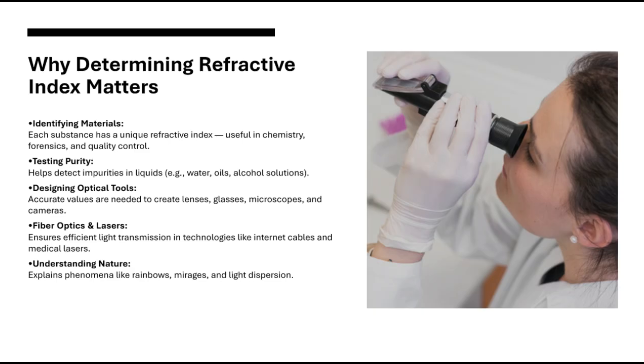Determining the refractive index of a material matters because it tells us how light behaves when it enters or passes through that material. This has plenty of important applications across science, engineering, and everyday life. For example, we can use refractive index to identify materials. Different substances have unique refractive indices, so measuring it can help us figure out what that material is or if it's pure or contaminated.